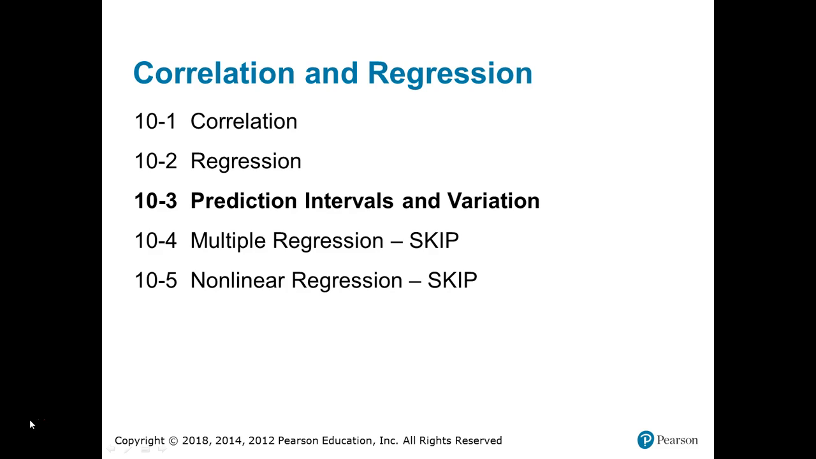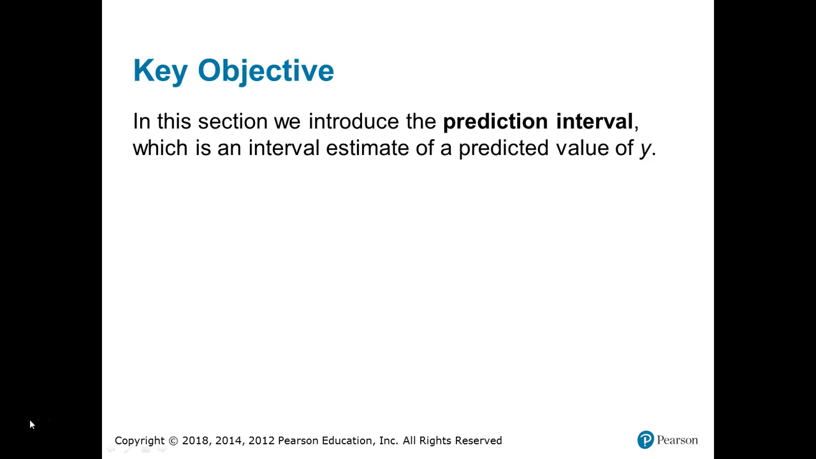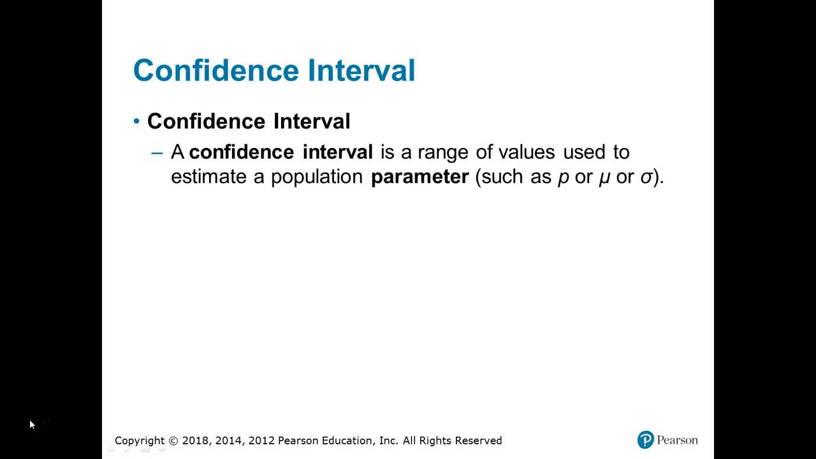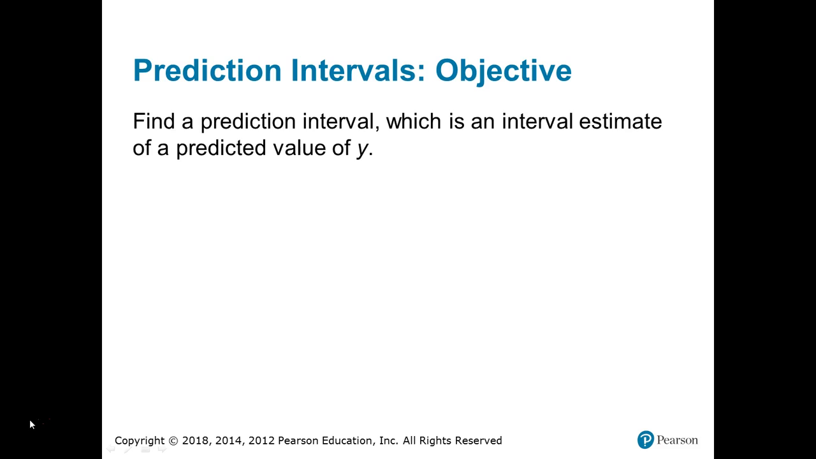Okay, so the key concept here is we are going to introduce prediction intervals, which is an interval estimate of the predicted value of y. So it's basically a confidence interval for a predicted value of y given a scatter plot once we find the regression equation. In my opinion, it isn't introducing too much new information. A prediction interval is just the range of values to estimate the variable, in this case y. So it's just another confidence interval for the parameter.